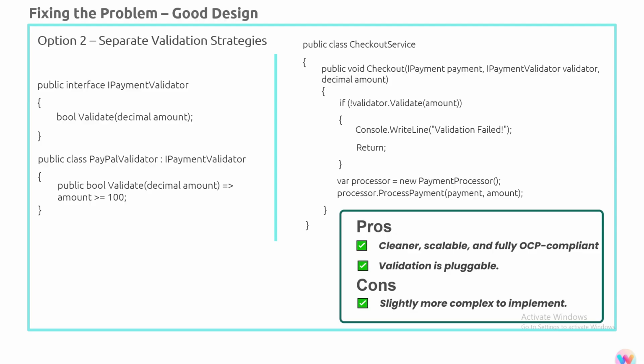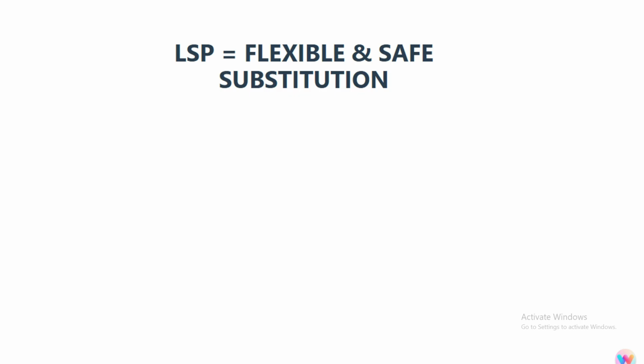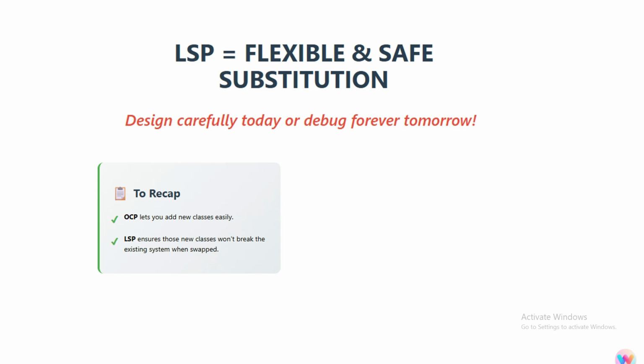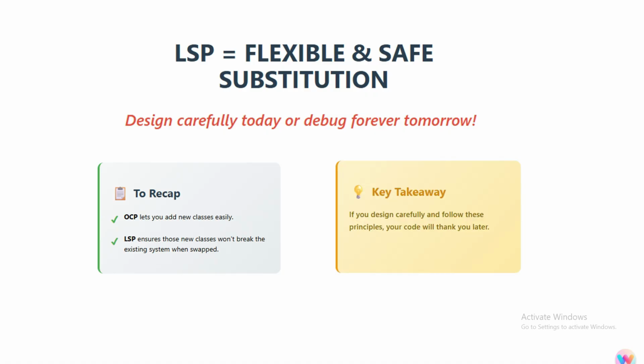So that's all about the Liskov substitution principle. Not just a theoretical rule, but something that directly affects how flexible and maintainable your code is. So to recap, OCP lets you add new classes easily, and LSP ensures those new classes won't break the existing system when swapped. If you design carefully and follow these principles, your code will definitely thank you later.